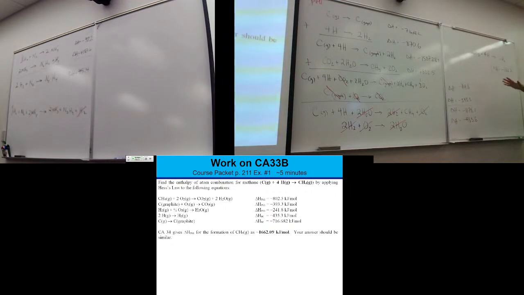Be verbose. See how I wrote everything out. And know when you need to use the phases, because sometimes you really need them. If there's a gas water and a liquid water, you'll need to put which one's which. Okay.